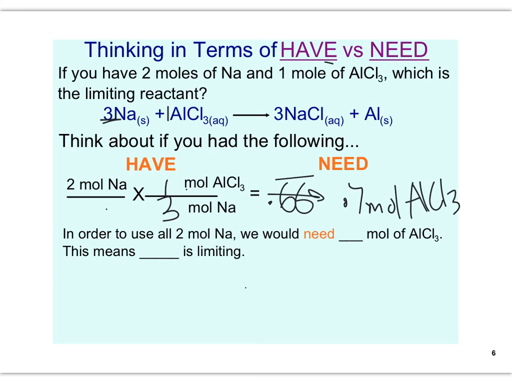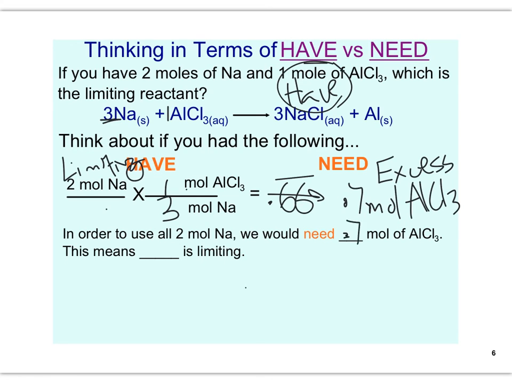Well, again, we have 1 mole of AlCl3, and we only need 0.7 moles in order to use up all of our sodium. So what that tells us is our aluminum chloride is in excess, our sodium is going to be our limiting. And we can answer that down here as well. We need 0.7 moles of aluminum chloride, and that means that Na is our limiter. It's going to run out first.